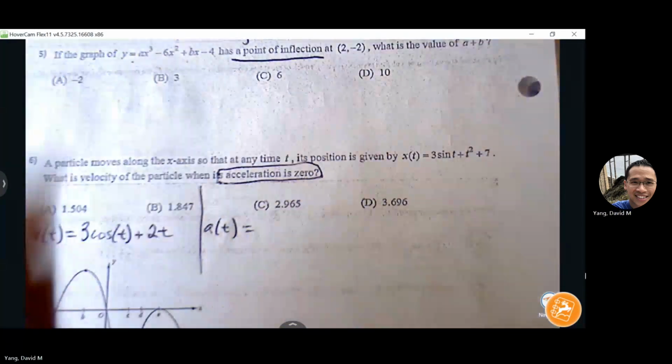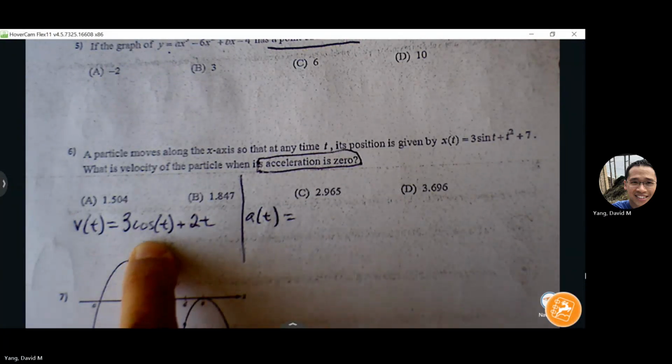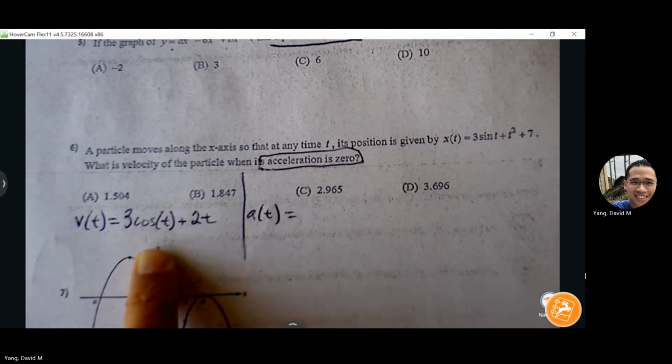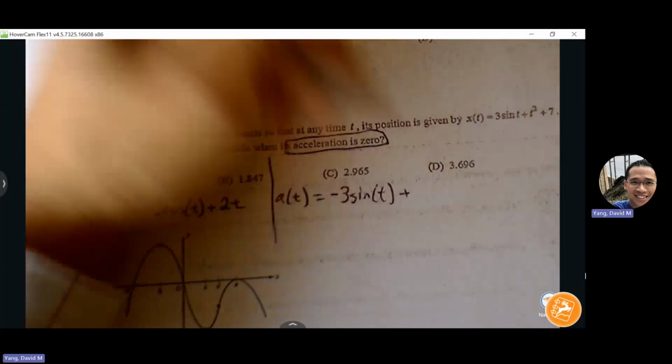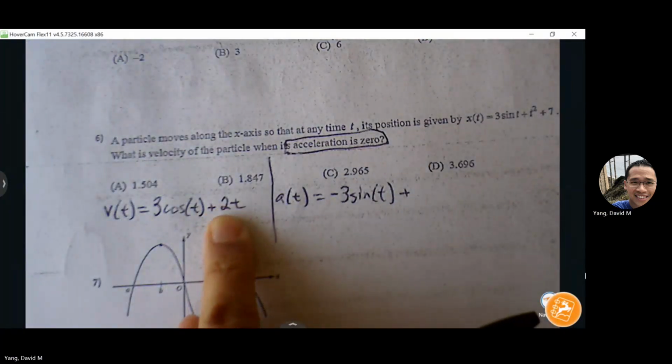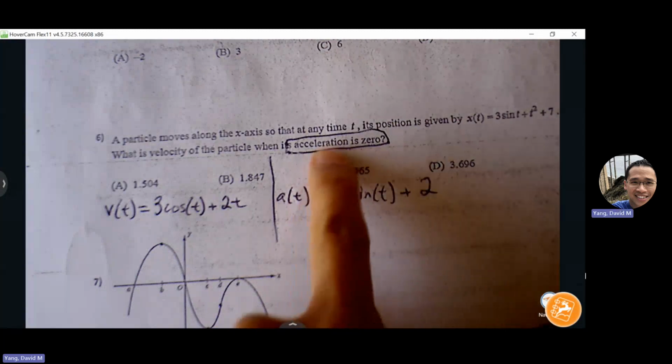Okay, so let's move on to our acceleration function. What's the derivative of 3 cosine of t? Cosine becomes what? Yeah, that's right. Negative 3 sine t plus 2. Right. We want to find the time when acceleration is zero, so we can just plug zero in for acceleration.